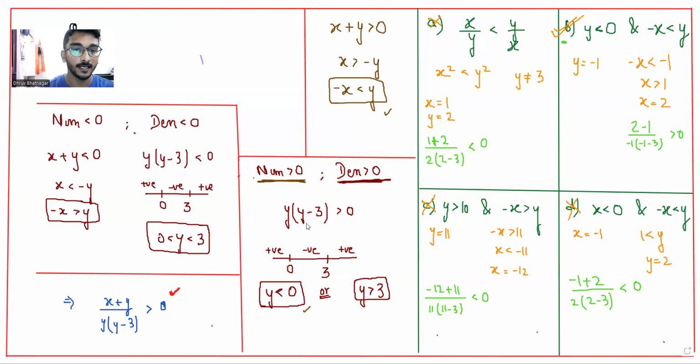Now the first condition, that numerator and denominator both are positive, gives the second option as the answer. I have shown you the competitive as well as the academic point of view. I hope it is clear.